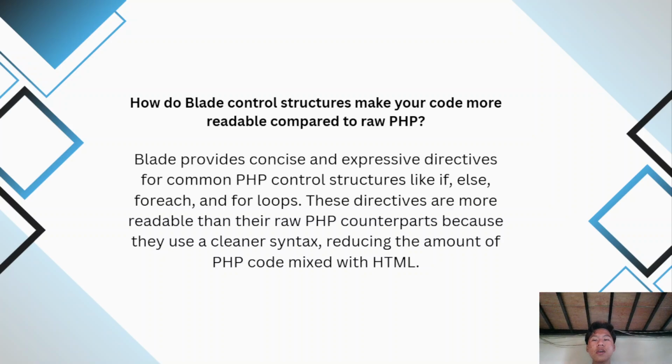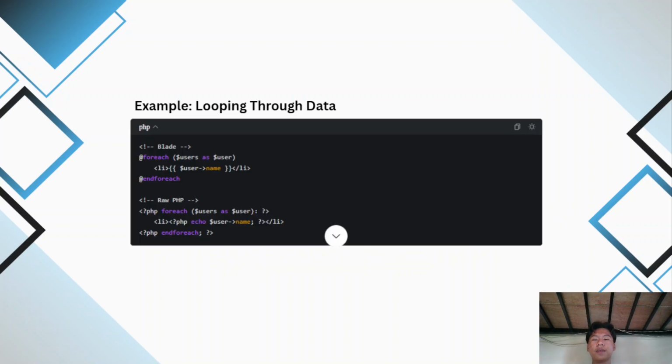Next, how do Blade control structures make your code more readable compared to raw PHP? Blade provides concise and expressive directives for common PHP control structures like if, else, foreach, and for loops. These directives are more readable than their raw PHP counterparts because they use a cleaner syntax, reducing the amount of PHP code mixed with HTML. In this example, looping through data.